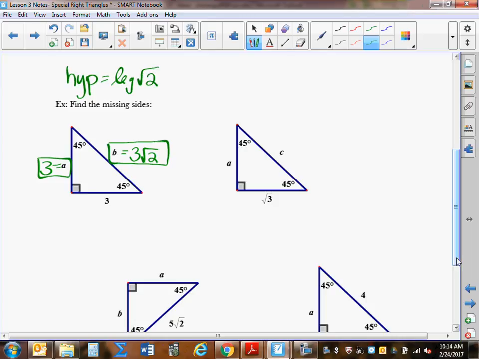Okay, let's try this one. If this leg is root 3, how much is A? Root 3. Exact same, it's an isosceles right triangle. What is C going to be? Square root of 3 times square root of 2, which is square root of 6. Good. Very good.